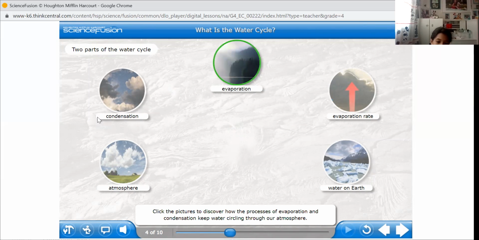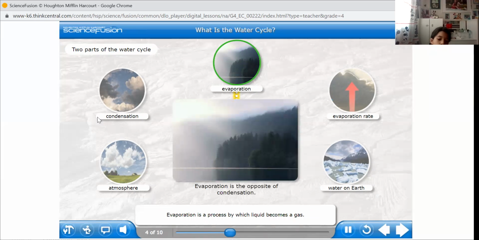So, I would love to start with evaporation. These parts are all related to the water cycle, and they are going to repeat themselves again and again. Evaporation is a process by which liquid becomes a gas. For water, this gas is water vapor, which you can't see.